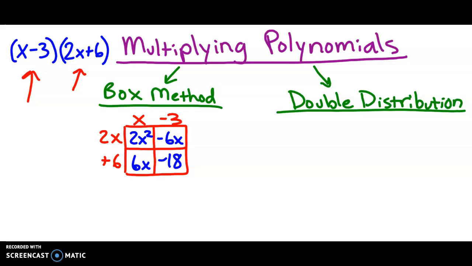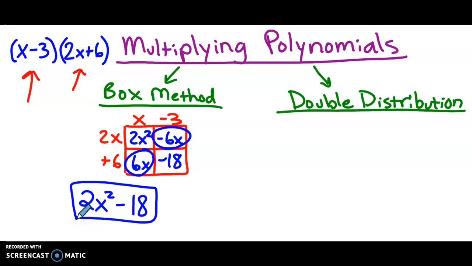So we know that this is the only 2x squared, only x squared term. But we do have x's that we can combine. We have 6x and negative 6x, which actually add up to 0. So we're not going to have a middle term in this case. And then we have a constant, negative 18.